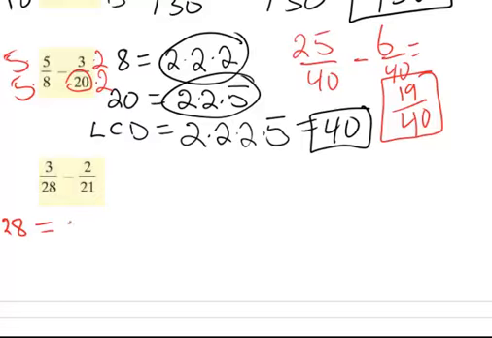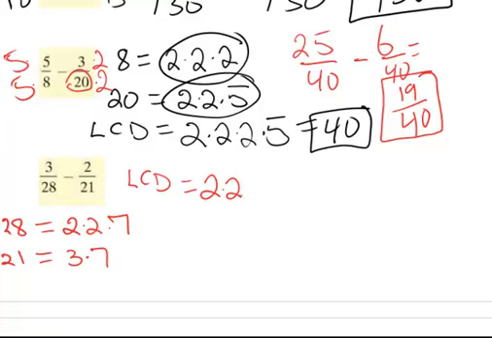28 is 2 times 2 times 7. 21 is 3 times 7. So my LCD here, I need two 2's. I need the number 3 and I need the number 7. And what I'm going to do is take my calculator and multiply those numbers out. So I'm going to take 2 times 2 times 3 times 7, and I'm coming up with 84.